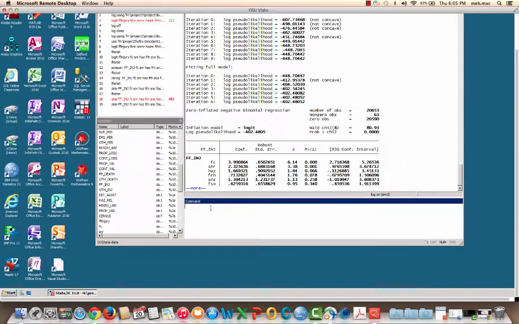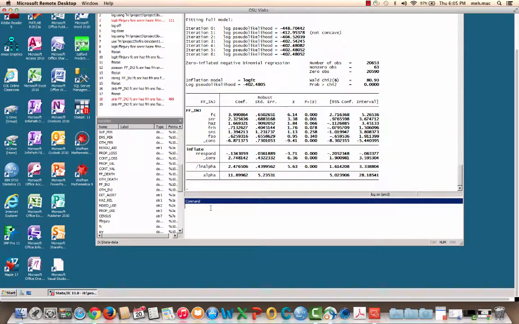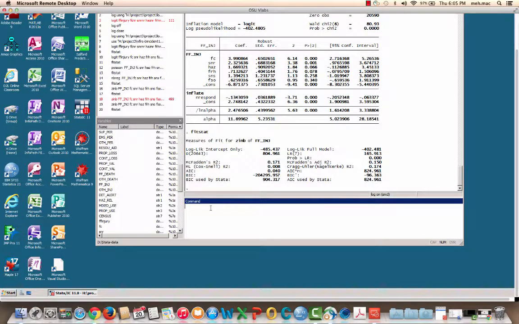You'll get to this point where you hit more, and what I always do is just hit one letter on your keyboard. I always do F, fitstat, to do the AICs and everything else afterwards, and then that brings up the rest of the model. So let's let that run and see where we're at. And it takes a while.